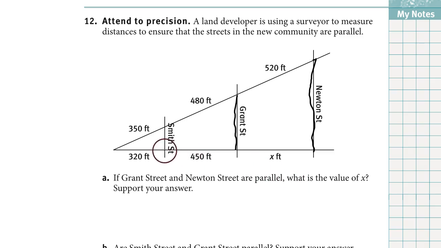One thing I want you to notice is it doesn't tell us anything about this street here, Smith Street. We don't know anything about that. So we can't assume that it's also parallel to Grant and Newton. So when we make our proportions, it will need to look like this. X is to the 320 plus the 450, which is 770, as the 520 is to the 350 plus the 480. Now use cross multiplication and you'll have an answer for X.